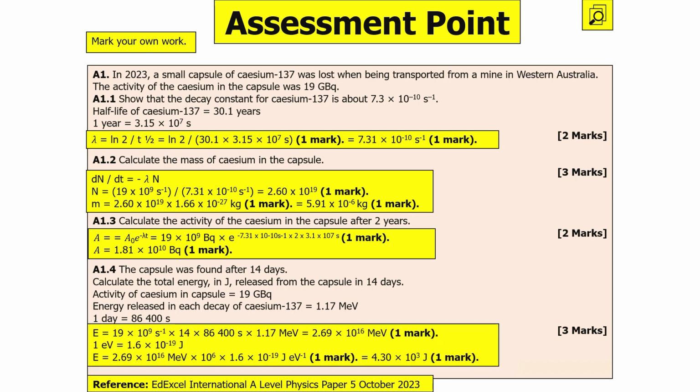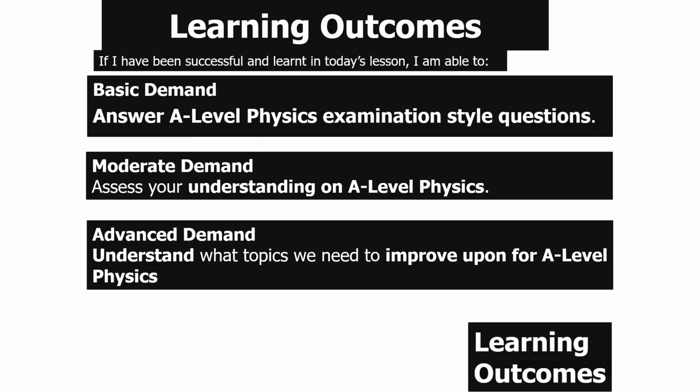Finally, we know E is going to be equal to the energy that is released per second multiplied by the number of seconds in the 14 days. So what you can therefore do is work out that it's going to be 2.69 times 10 to the 16 MeV. We can then convert that into joules by using our conversion factor, and we get 4.3 times 10 to the 3 joules. So that brings an end to our revision session today.